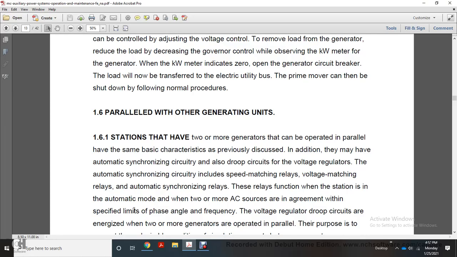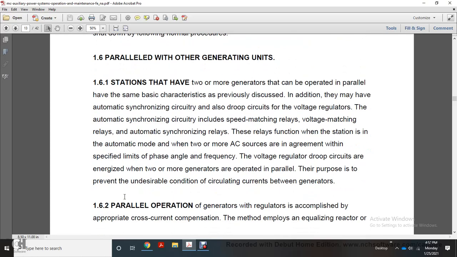16. Paralleling with generating units. 161. Stations that have two or more generators that can operate in parallel have the same basic characteristics previously discussed. In addition, they may have automatic synchronizing circuitry, as well as droop circuits for the voltage regulator. The automatic synchronizing circuits include speed matching relays, voltage matching relays, and automatic synchronizing relays. These relays function when the station is in automatic mode and two or more AC sources are in agreement within specified limits of phase angle and frequency.